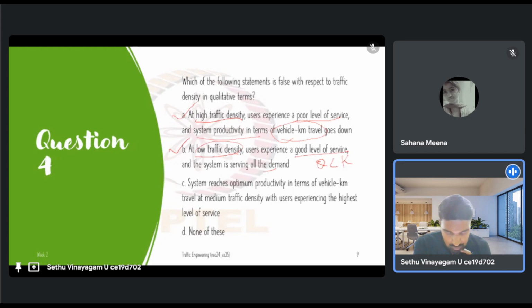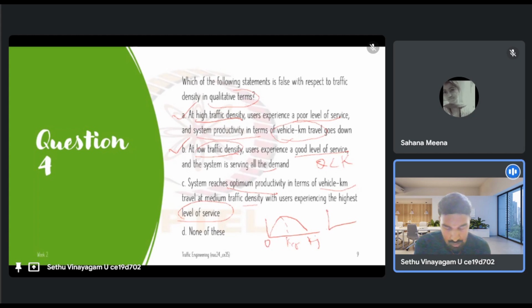C states the system reaches the optimum productivity in terms of vehicle kilometers at medium traffic density, with users experiencing the highest level of service. But we are looking at qualitative terms. How do you define what a medium traffic density is? With respect to some models, like the Greenberg model, the critical density is at the midpoint between 0 and kj. But it's not always true that the critical density has to be at the midway point. Critical density could be at any different level as well.